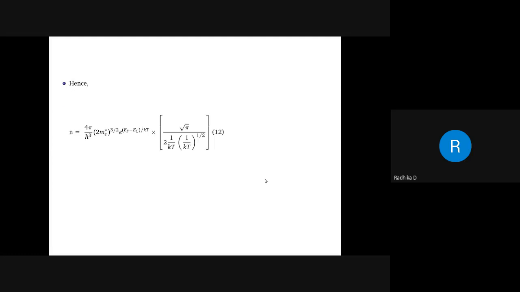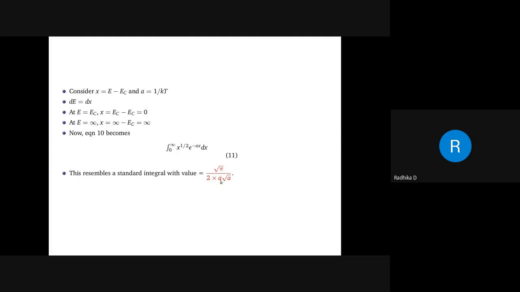Now this is a standard integral, or a definite integral. That means it already has a value: root pi by 2a root a. This is not x, this is into root pi by 2a root a. This already has a value. Some mathematician has done a favor for all of us. He has already solved this integral and told us that this is the value. So you have got a standard definite integral: root pi by 2a root a. This is very important, you need to remember. So what happens? What is A now? A I have as 1 by KT, right?